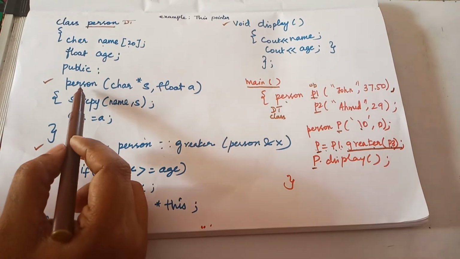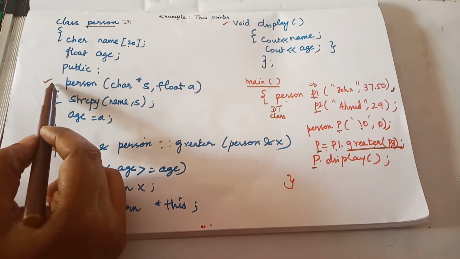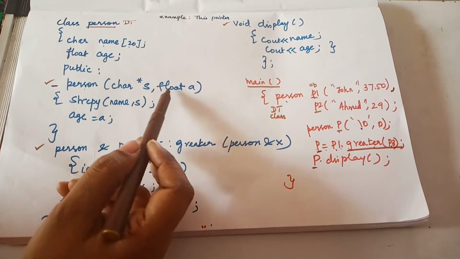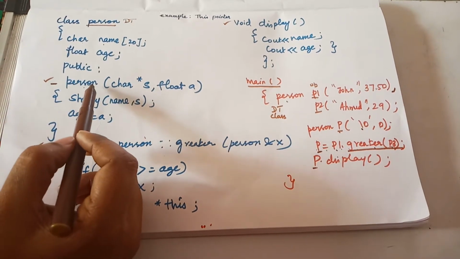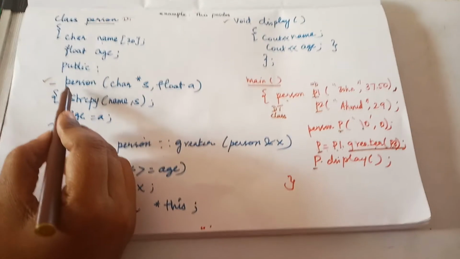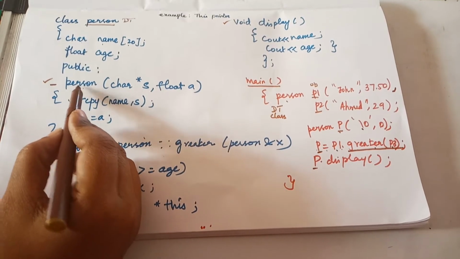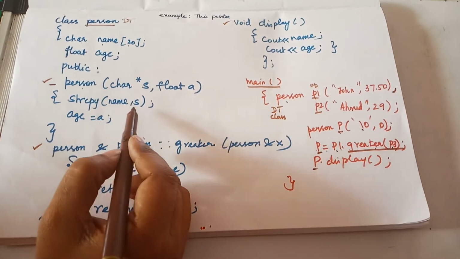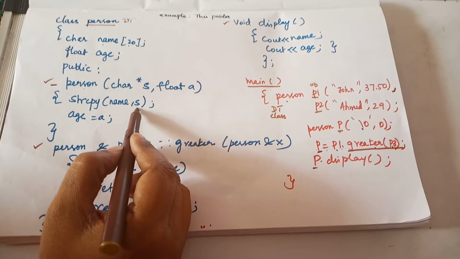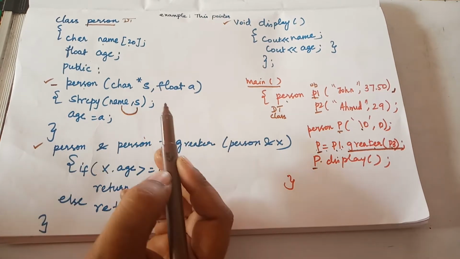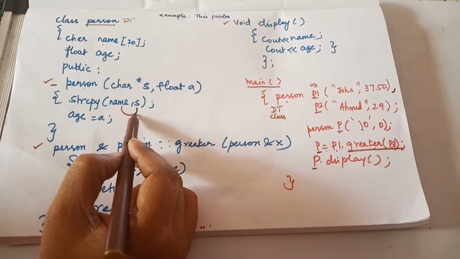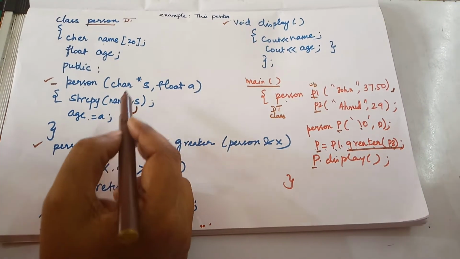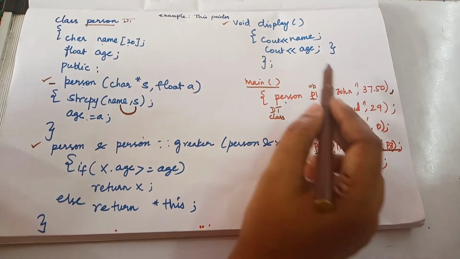See here, this member function does not have any return type. This is the class name, then arguments. This is a constructor, class name and the arguments. Then here string copy, I am copying the character S to another character, name. Age is equal to A. In this one, from my main program I am passing the value.